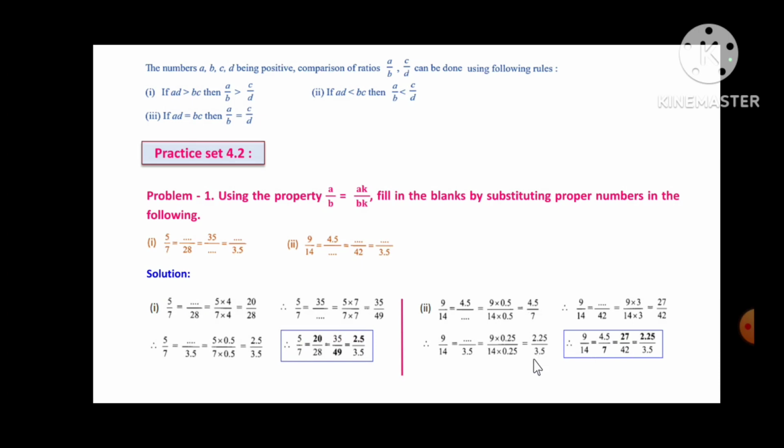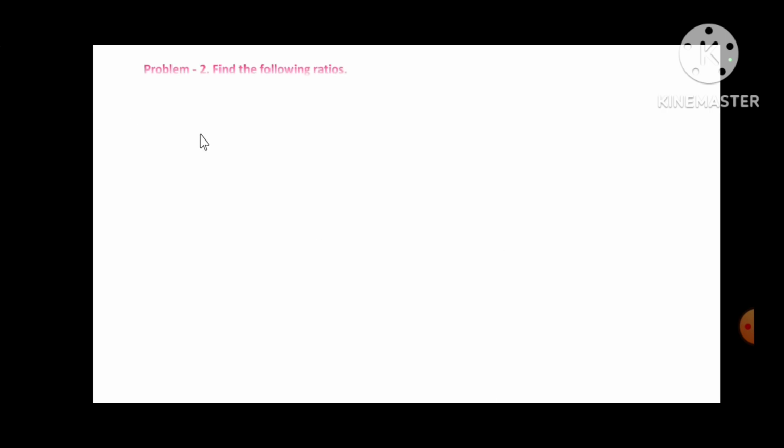So all can be written at one place: 9/14 = 4.5/7 = 27/42 = 2.25/3.5. So filling in the blanks here, you will be getting 7, 27 and 2.25. We'll see the next problem, number 2.